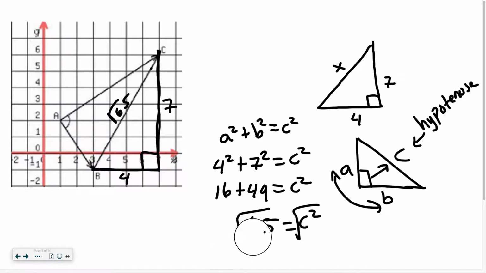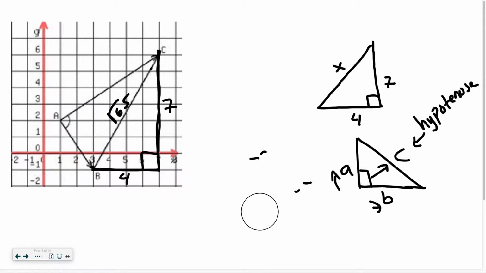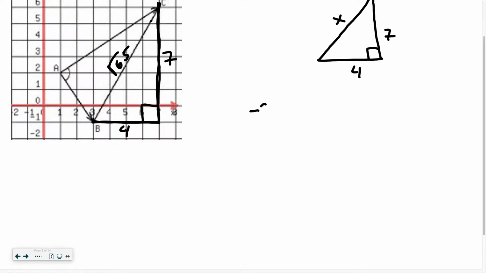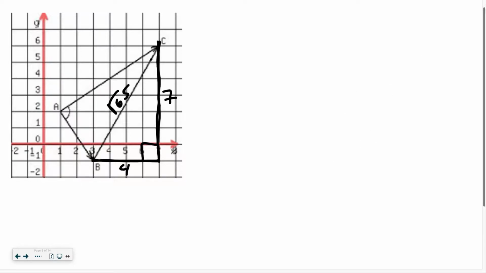Okay, so if I want to do this using the distance formula, using the distance formula is using the coordinate points. So let's find the distance between B and C. First, you gotta tell me what the coordinates of B are. So B is (3, -1), and C is (7, 6). Okay, C is (7, 6).